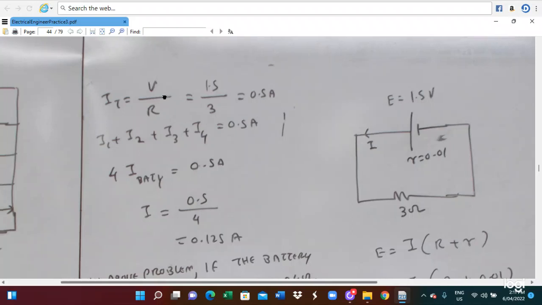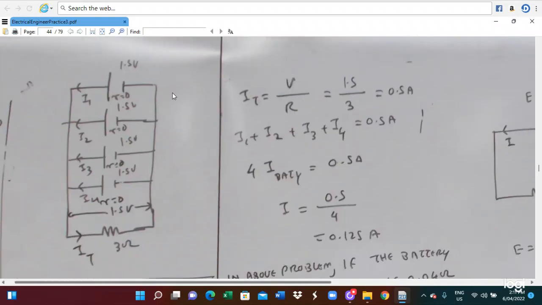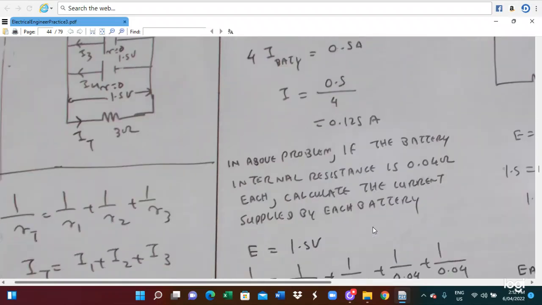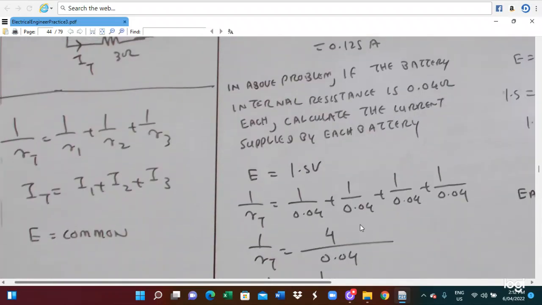For this problem, the supply voltage V is 1.5 volts and the resistance is 3 ohm, so you get 0.5 ampere. The total current is I1 plus I2 plus I3 plus I4, all combined 0.5 ampere. But I1, I2, I3, I4 are equal because they have the same voltage and the same internal resistance. So 4 multiplied by I battery equals 0.5, so I equals 0.125 ampere.